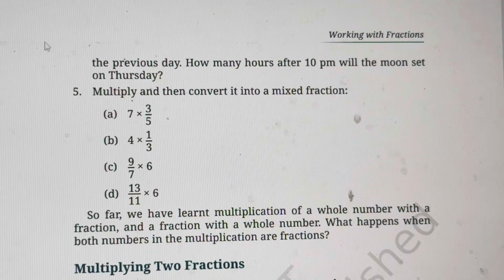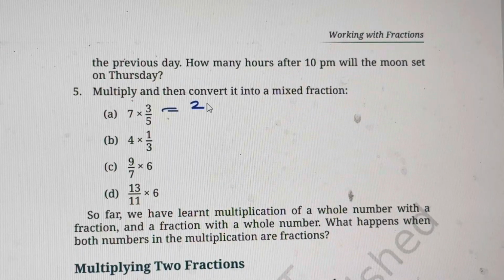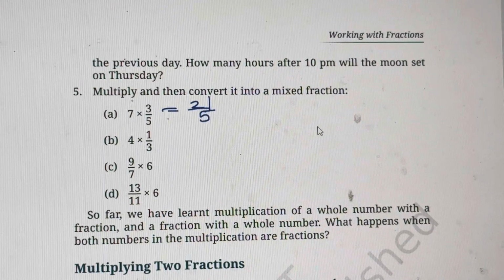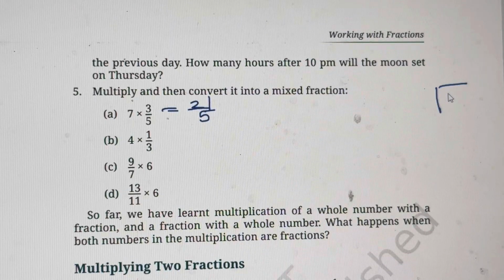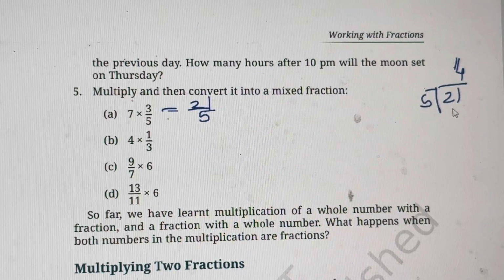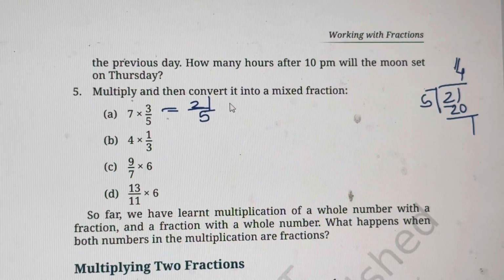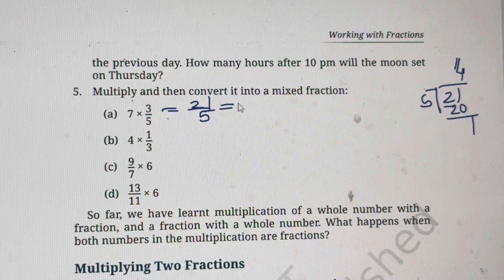Question number 5. Multiply and then convert it into a mixed fraction, right? So what do we do first? I'll show you first in detail, then we can try it mentally also. So we multiply 7 threes are 21, 21 upon 5. Now to convert it into a mixed fraction, what do we need to do? 21 divided by 5. So 5 fours are 20, right? So this answer becomes the whole part, that is 4 whole. Remainder is the numerator, 1 upon 5. So 4 whole 1 upon 5 is the mixed form, right?